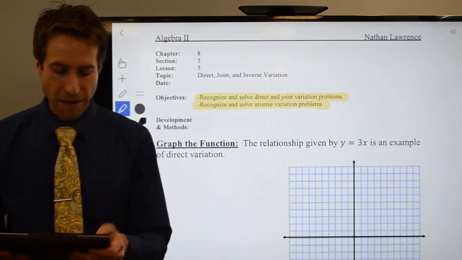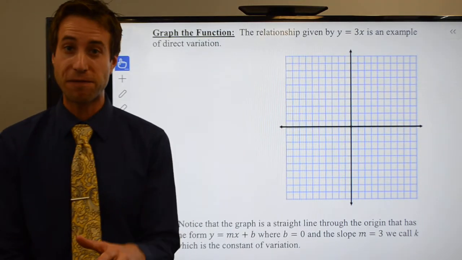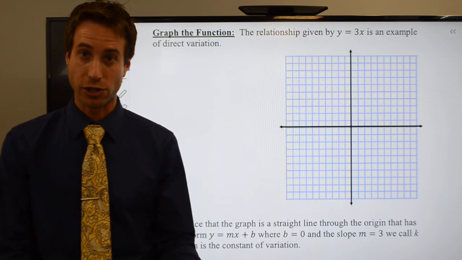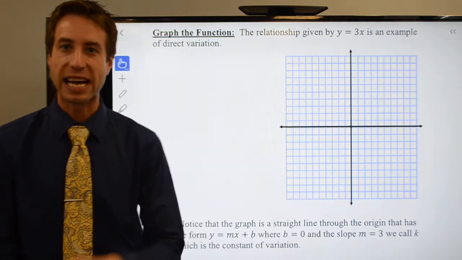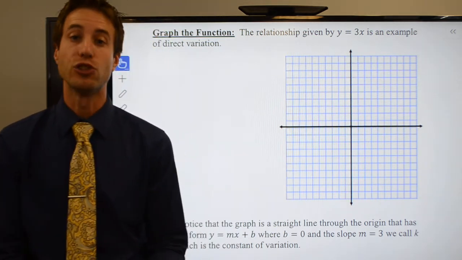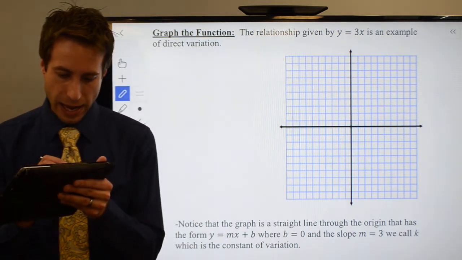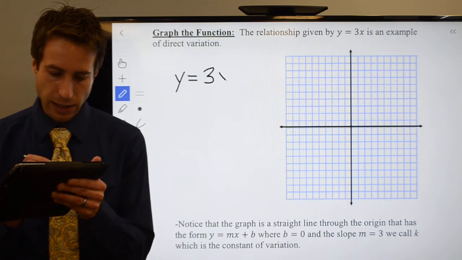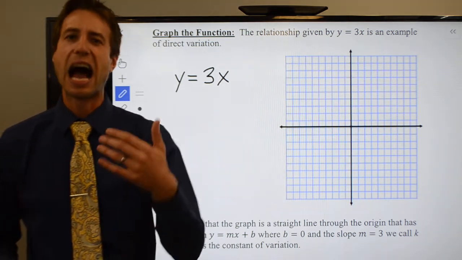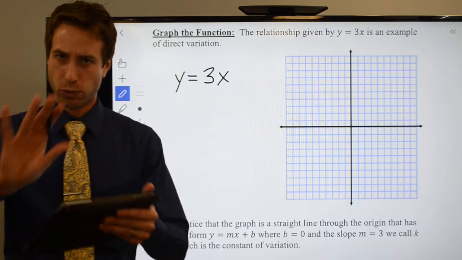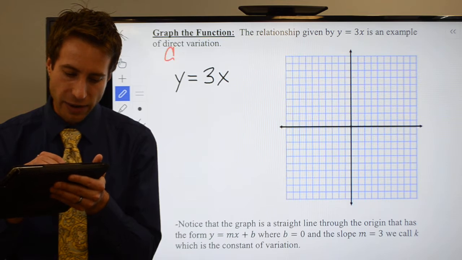Let's jump right into it by first showing you that these variation functions can be graphed, and in fact, they're just linear functions. I have an example for you right here, y equals 3x. This is a great example of direct variation. So let's take a look at this one. We'll go over in a second what direct variation is and how you would recognize it, so we'll hold off on that for now and just accept that this is a direct variation.